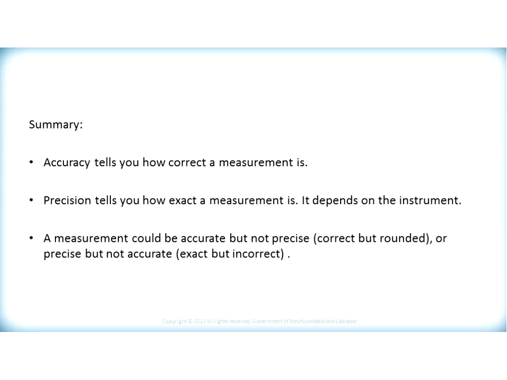Okay, so to summarize, accuracy tells you how correct or how right a measurement is, how right your answer is. Precision tells you how exact a measurement is, how much detail you provide in your answer. Can you get away with rounding it, or do you have to give a lot of detail? A measurement could be accurate but not precise. In other words, it could be correct but rounded, or it could be precise but not accurate. So it could be an exact value, but it may not be correct.